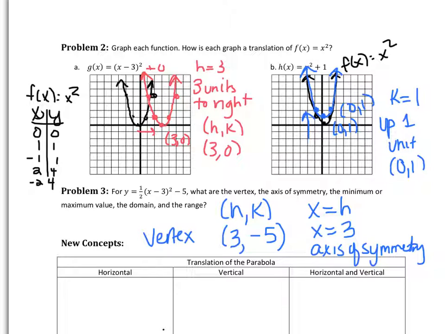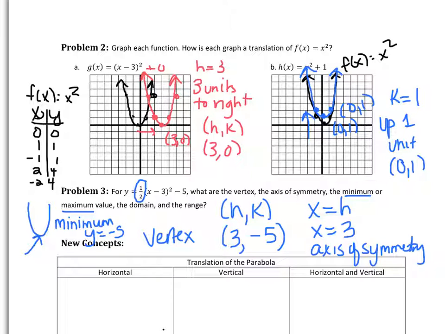To determine if it has a minimum or maximum, you have to decide if it's opening up or down. And if you remember, that is determined by our A value. Since our A is positive, we're opening up. And if we're opening up, we're going to have a minimum value. And that minimum value is the y coordinate of your vertex. So we have a minimum, and our minimum would be at y equals -5. So we've taken care of that question.